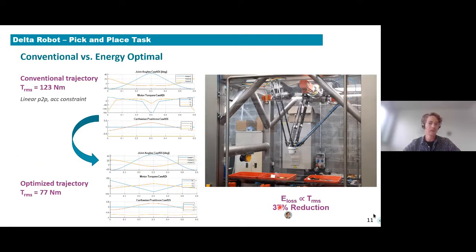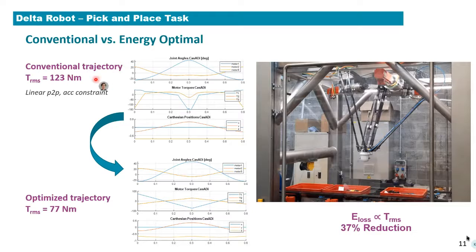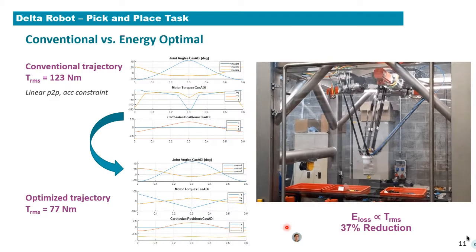Another example that we recently worked on was a Delta robot. That's the three-dimensional version, a more complicated version of a parallel robot. Here maybe the plots are a bit too detailed, but the main numbers you need to be interested in are that the conventional trajectory uses 123 RMS torque, and we can reduce that to only 77, which is quite a similar reduction to the SCARA case. So the RMS torque will go down by 37%, and energy losses should be reduced by at least that. I believe that brings me to the end.